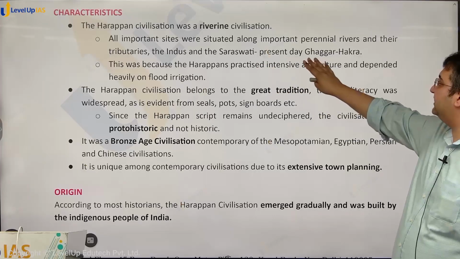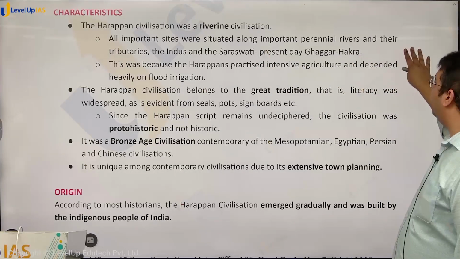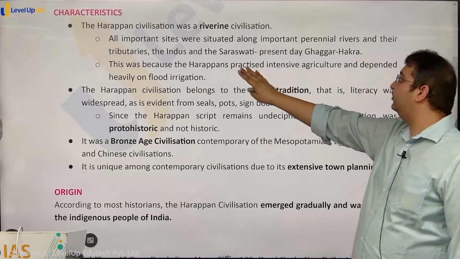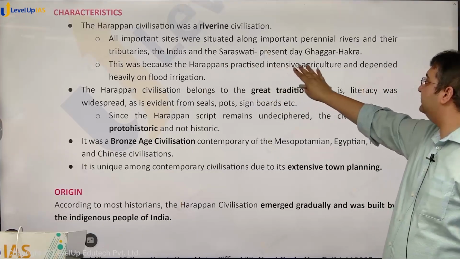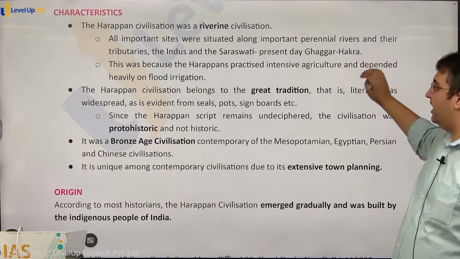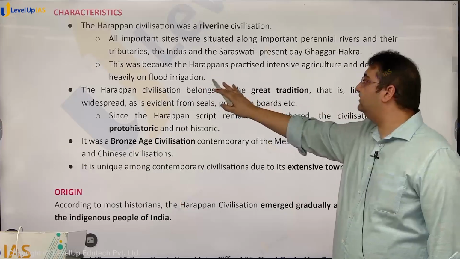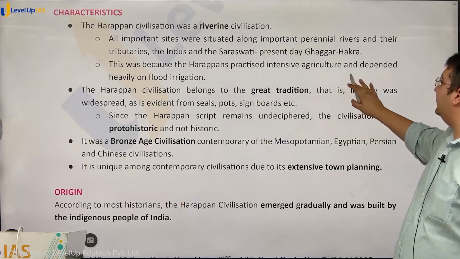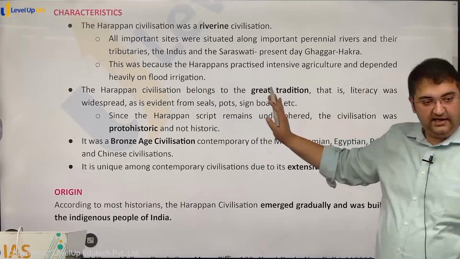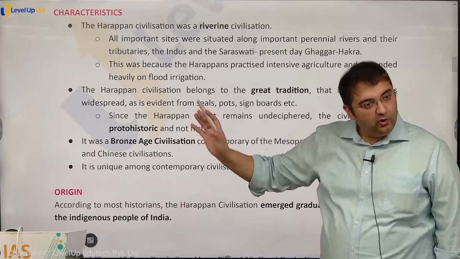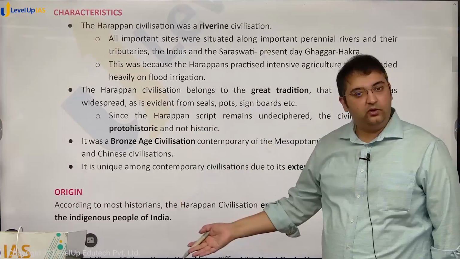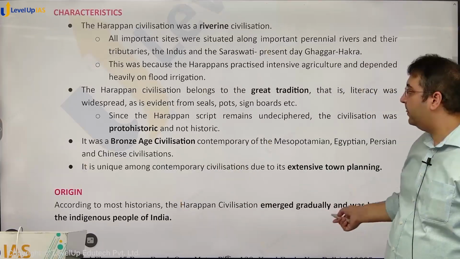All the important sites were situated along important perennial rivers such as the Indus, Saraswati, that is the present day Ghaggar-Hakra river system, and their tributaries. This was because the Harappans practiced intensive agriculture and depended heavily upon flood irrigation, right? So without this water supply, the civilization could never have emerged.